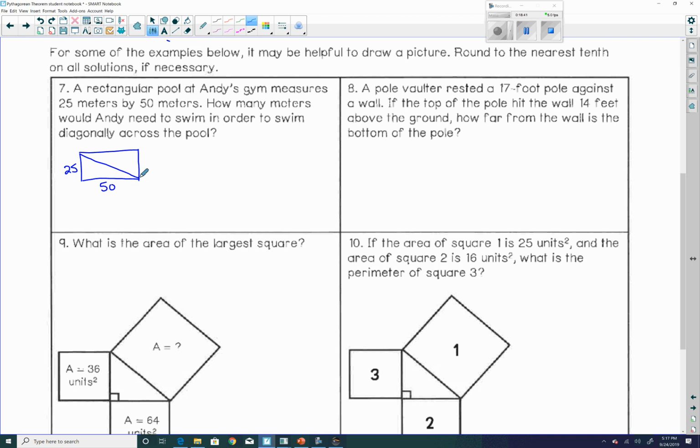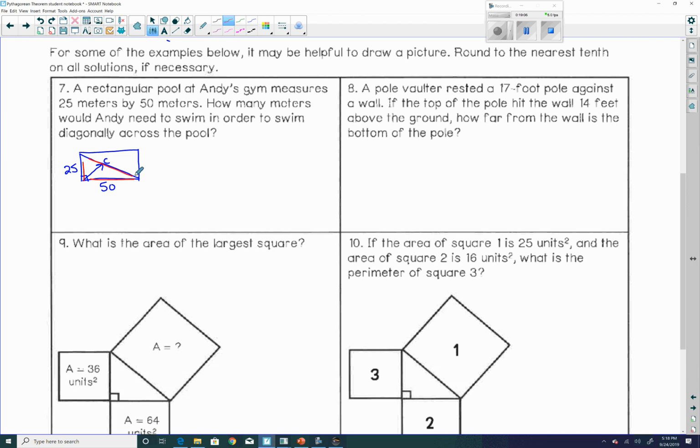So we're going to swim diagonally here. Well, when I have a rectangle, I've got my right angle there. So it's pointing at the C side of this right triangle. I can use the Pythagorean theorem to find out how far it is diagonally across that pool. I'm not going to do the problem any farther than that. You should be able to set it up: A squared plus b squared equals c squared.